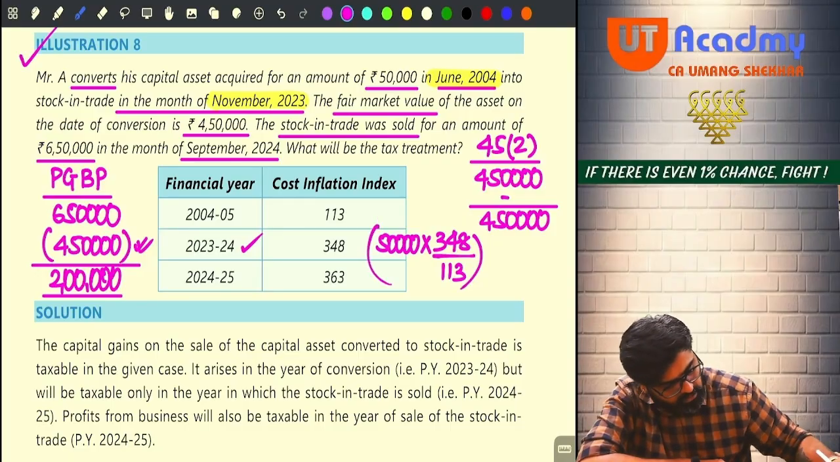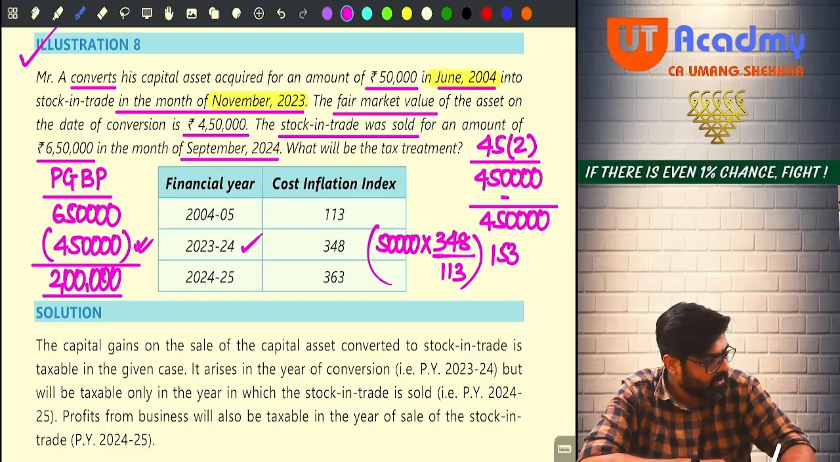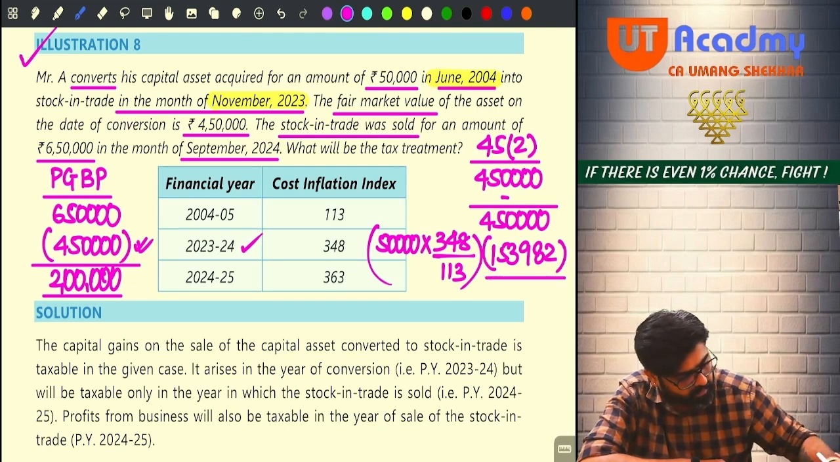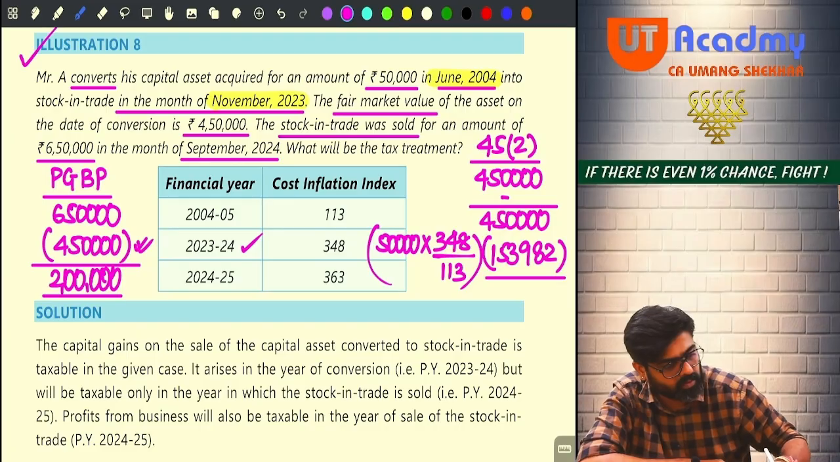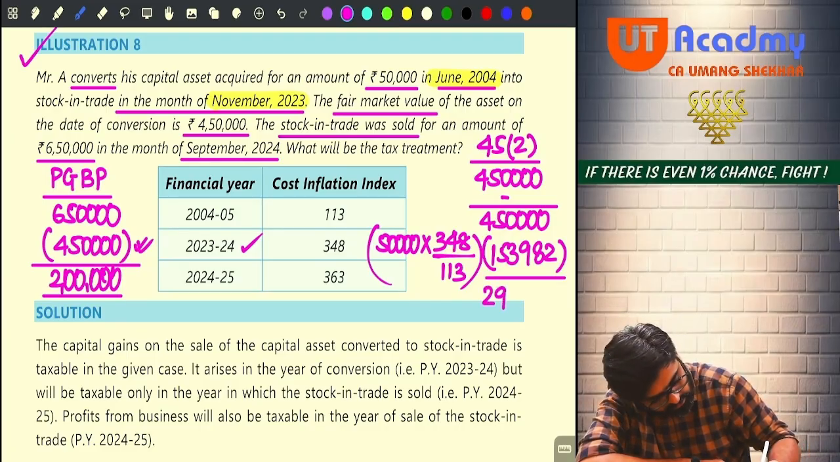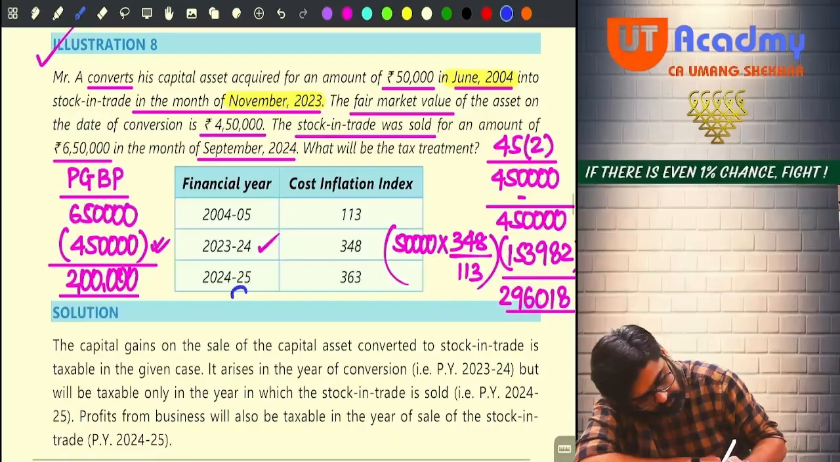So 50,000 into 348 divided by 113 will give you 153,982. Okay. No improvements. No improvements, sir. So what will be your capital gain? 296,018. Tell me, taxable or not taxable?